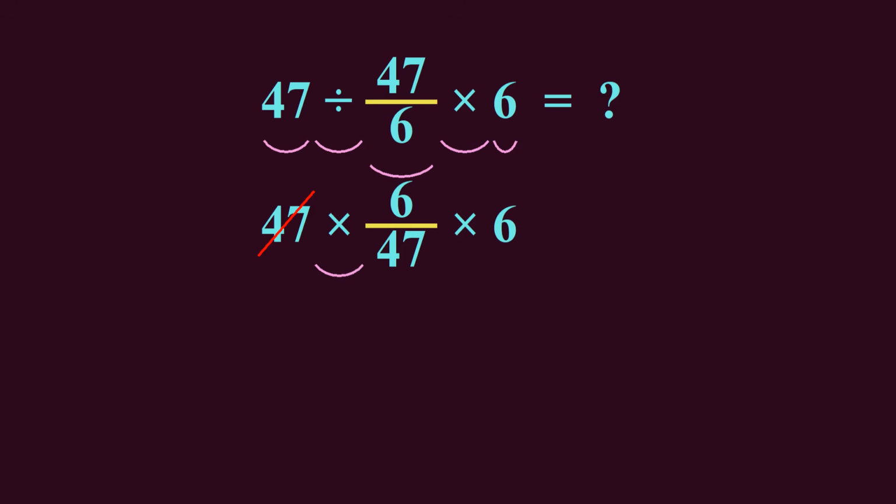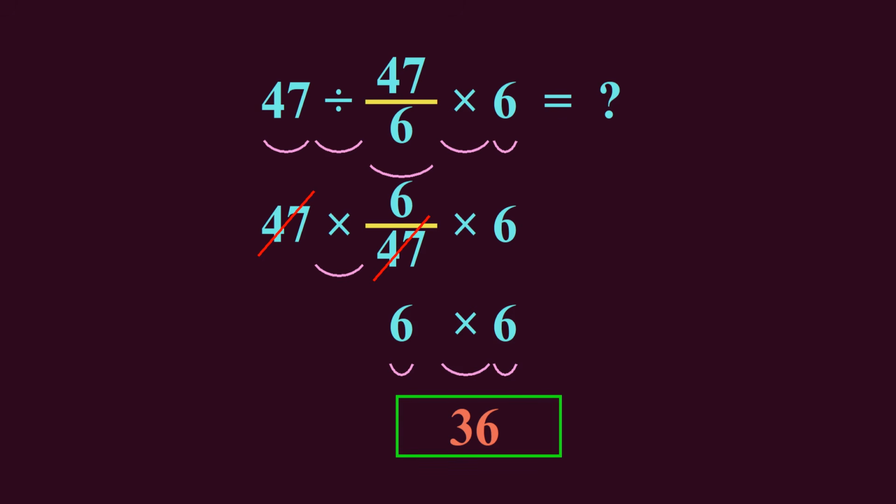We can easily cancel this 47 and this 47, which gives 6. And here again we have times 6. So here we have this 6 times 6, which equals 36. And this is our final answer to this problem.